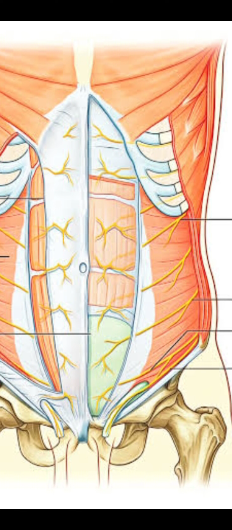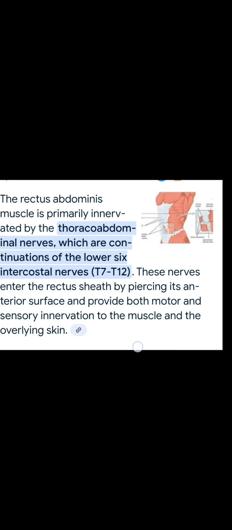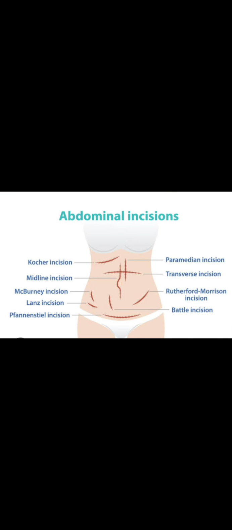So here is the Battle incision, just lateral to the rectus, and when we cut it and retract it medially, it will be denervated. This incision is nowadays not commonly used. And another one is the Kocher incision, or incision under the right subcostal margin. It is mainly used for open cholecystectomy.